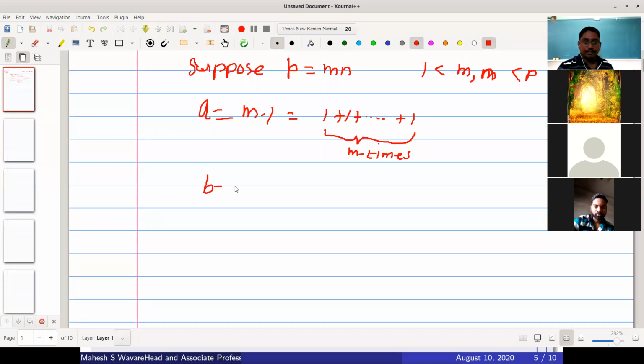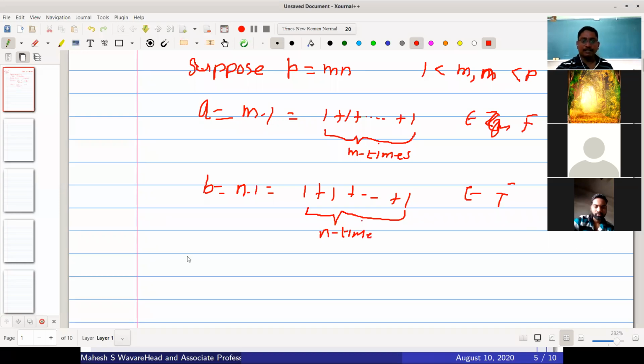Next, b is equal to n times 1. Both are elements of the field, so instead of Zm I will say F. Both are elements of F: 1 plus 1 plus ... plus 1. This addition is done n times. Since 1 is a part of the field, by the closure property of addition, you are adding 1 finitely many times, so the sum belongs to F. This means a and b are parts of F.